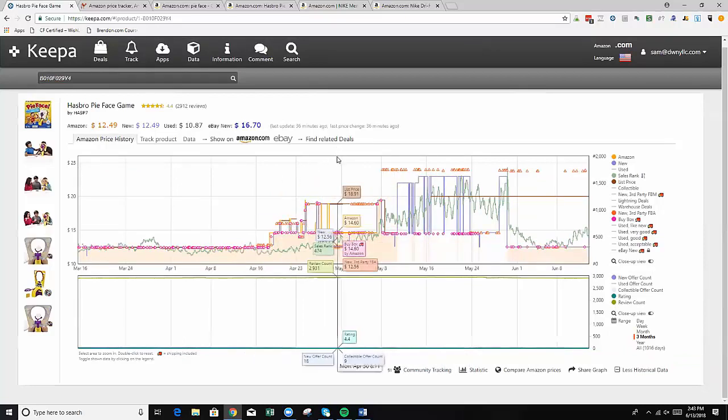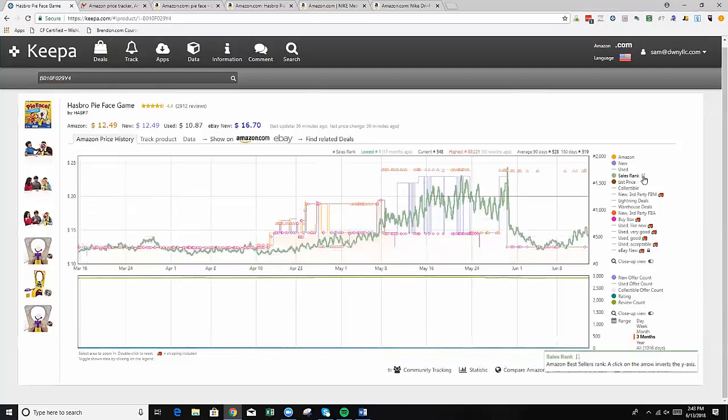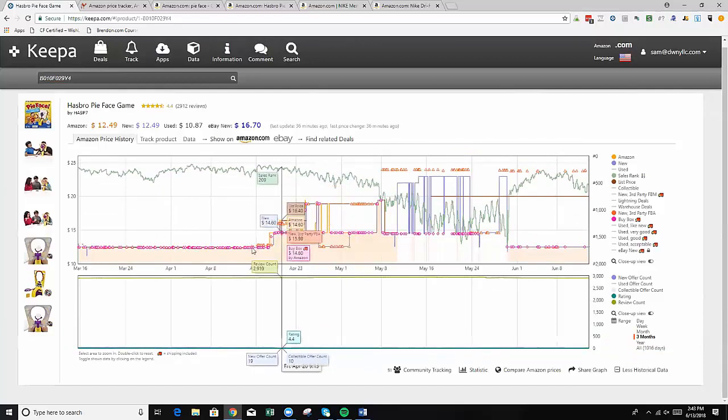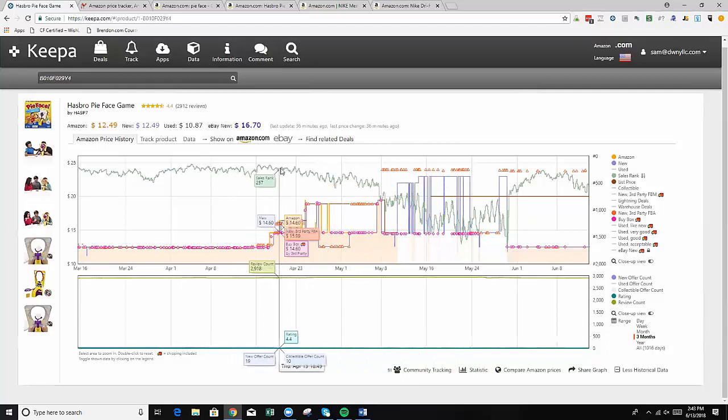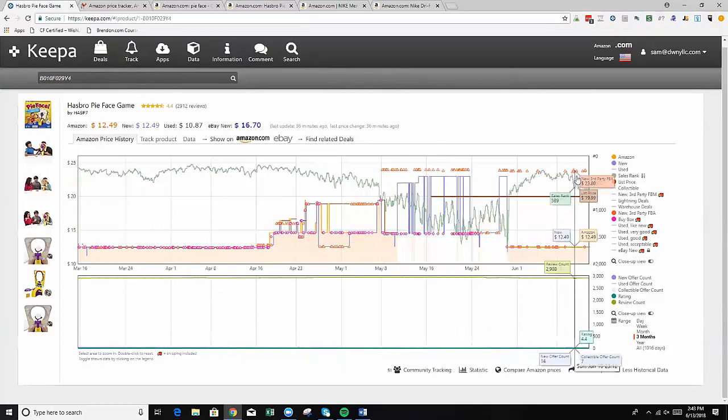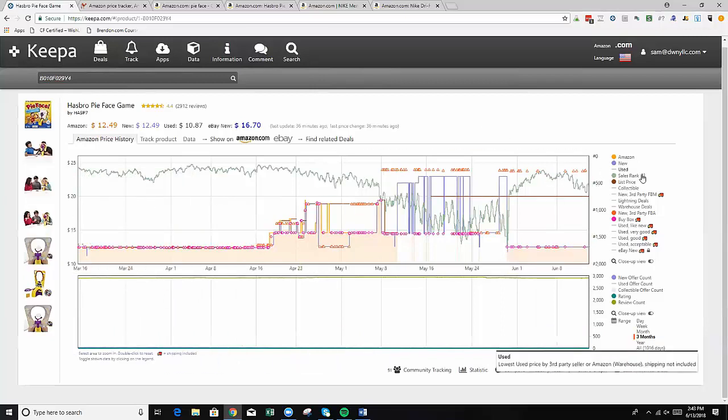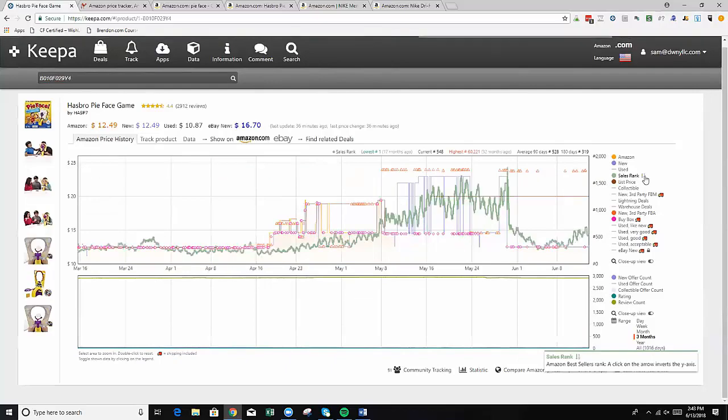Are these all prices, or is that rank? The green is rank, so it's not price. This is a completely different graph. What they did is on the right-hand side, you see here, the right-hand side is the sales rank. So these are the numbers, the ranks, and the left-hand side is price. And if I swap these, it changes the order.